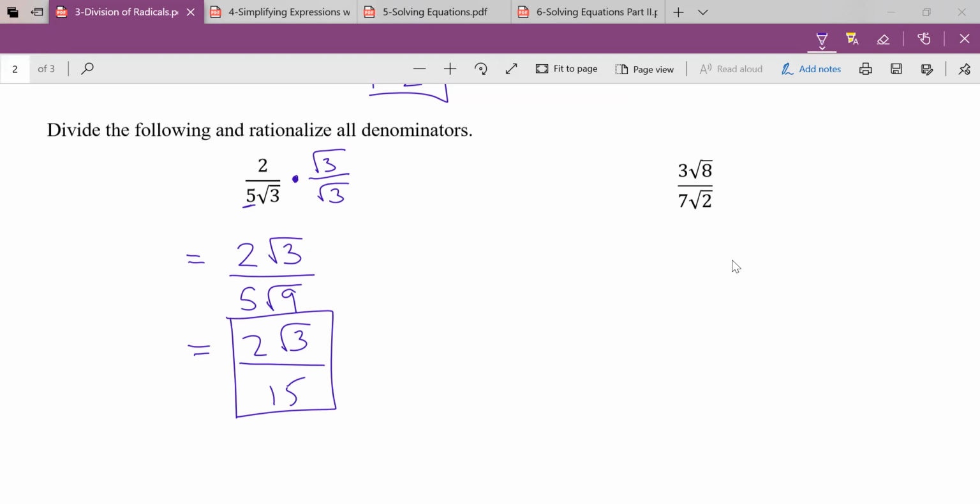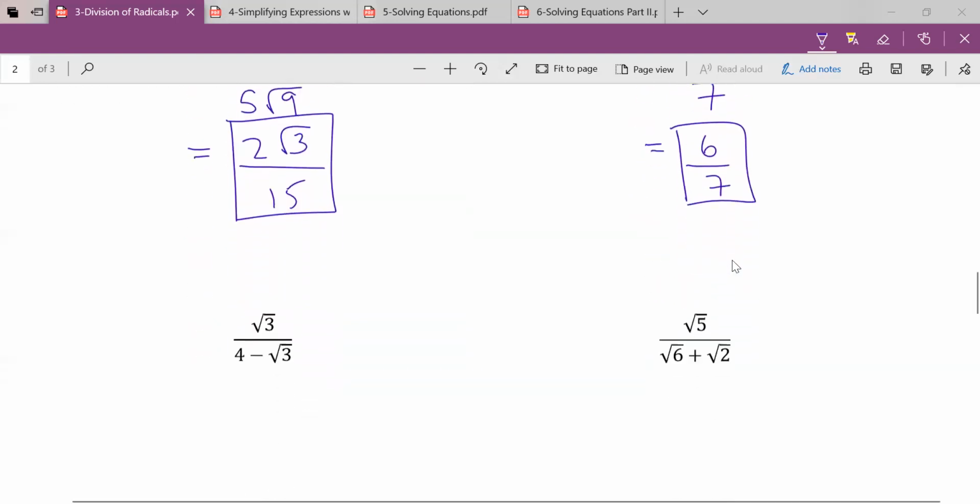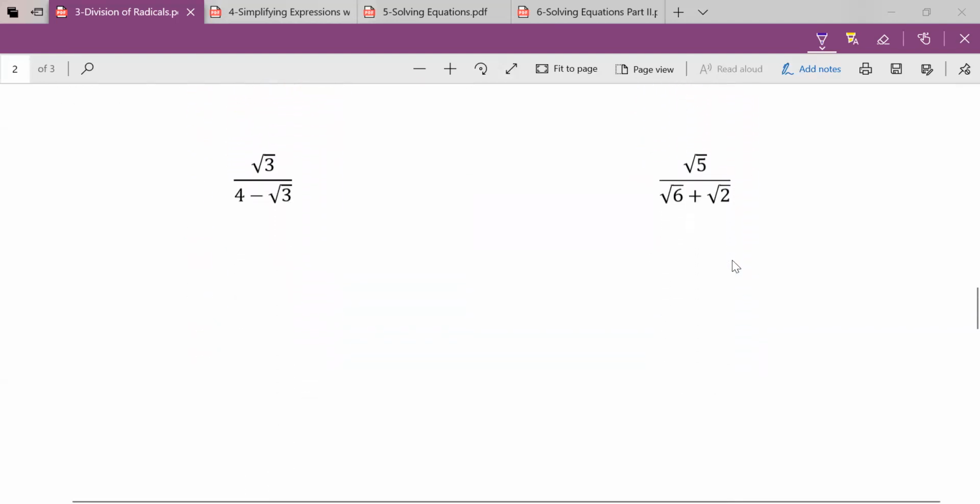Whereas look at the next one. 3 root 8 divided by 7 root 2. Well, here, what I'm able to do is divide my radicands. So that's 3 root 4 over 7, because 8 divided by 2 is 4. Well, hey, look at that. Square root of 4 is 2. 3 times 2. Boom. So on this question, we didn't even have to rationalize. We could just divide, right? So every question is going to be a little different. But again, keep in mind your goal is to get rid of radicals in the denominator.